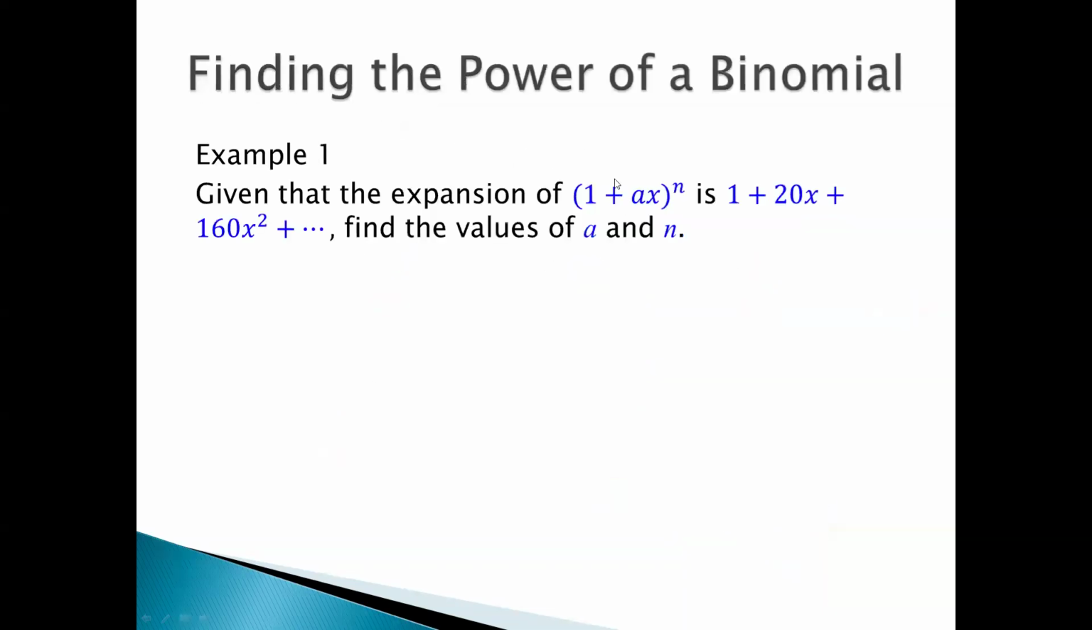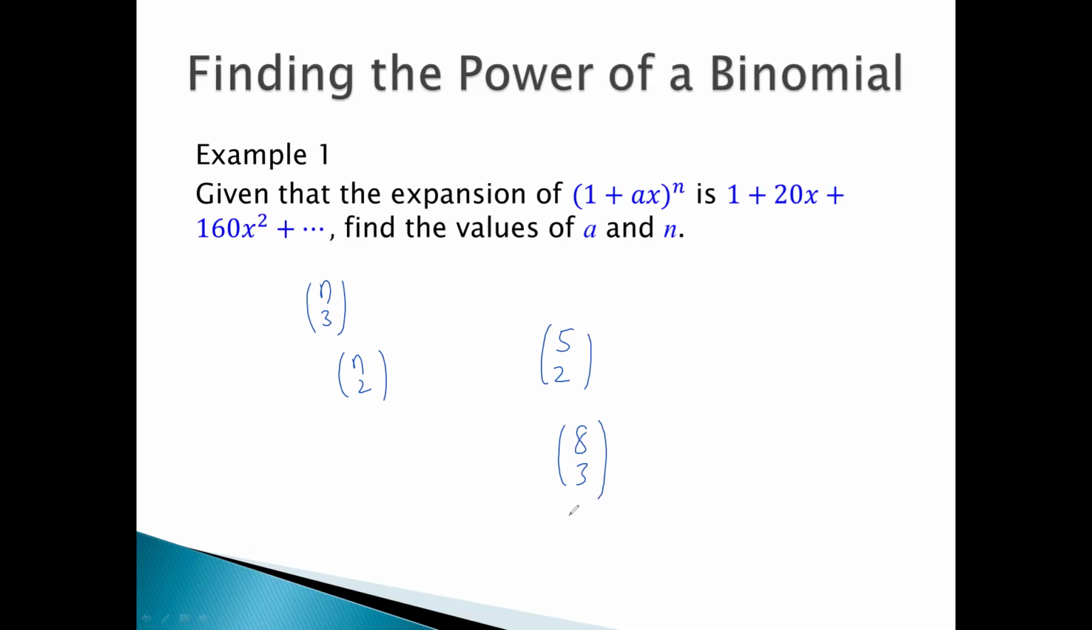Let's come to example 1. Given that the expansion of 1 plus ax to the power n is 1 plus 20x plus 160x squared, find the values of a and n. So many students often wonder, why do I have to learn what is n choose 3? What is n choose 2? Because they have been doing 5 choose 2. They've been doing 8 choose 3. And they can just key this into the calculator, right?